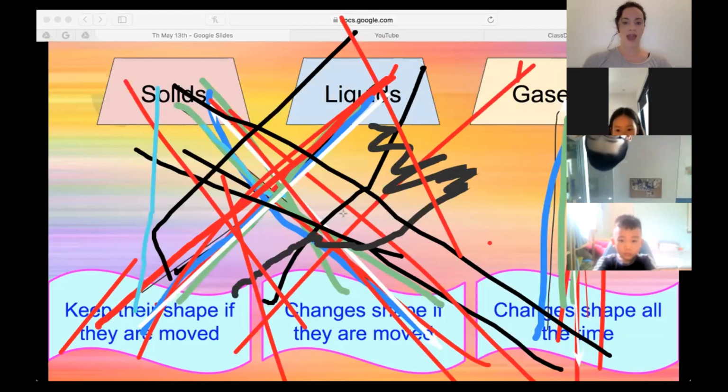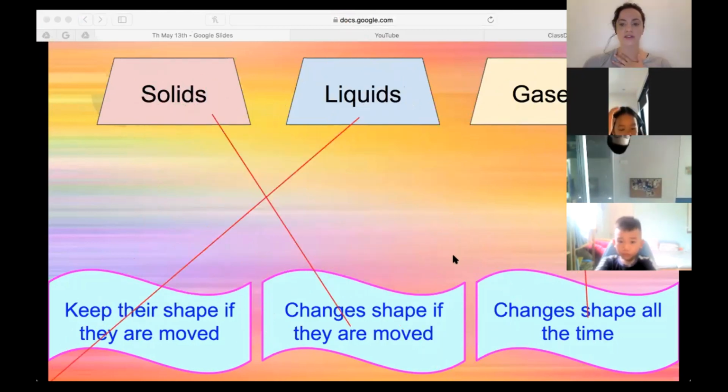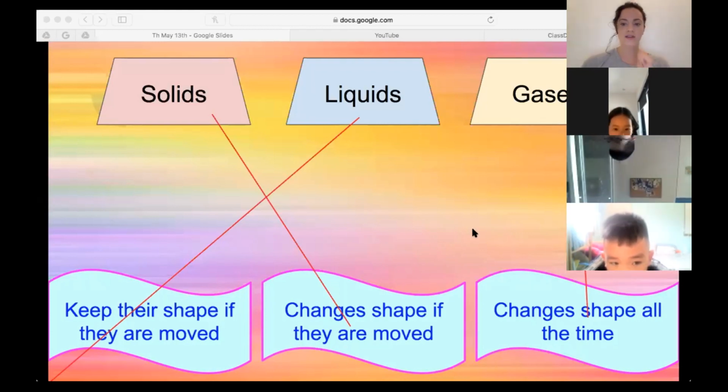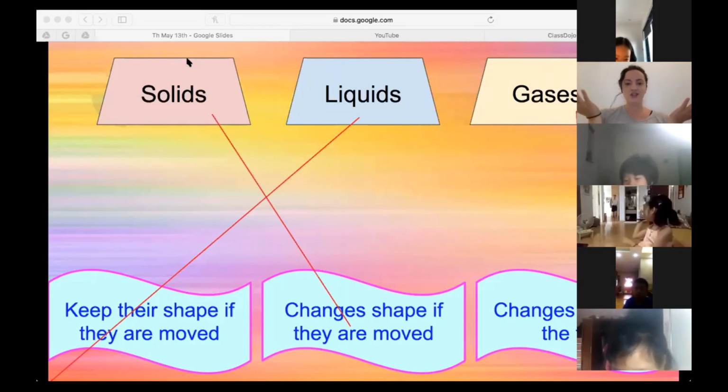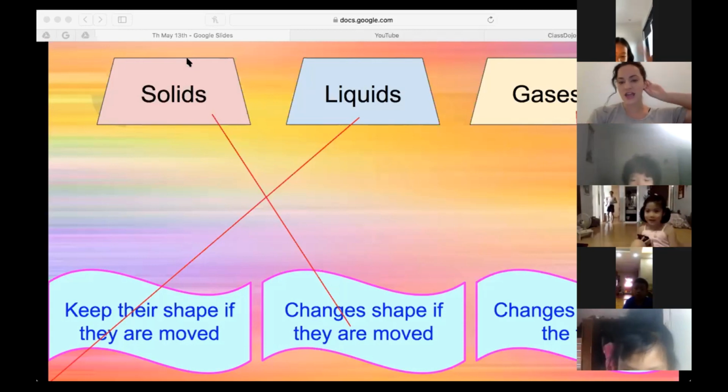Everyone agrees about gases. Bunny, please read for solids. Solids can change if they are moved. Do you think that's correct? Puppy, what do you think? Do you agree or disagree? Solids change their shape if they are moved. Everyone, pick up a solid on your desk and hold it in front of your camera. Did it change shape? Everybody, tell me, did it change shape?